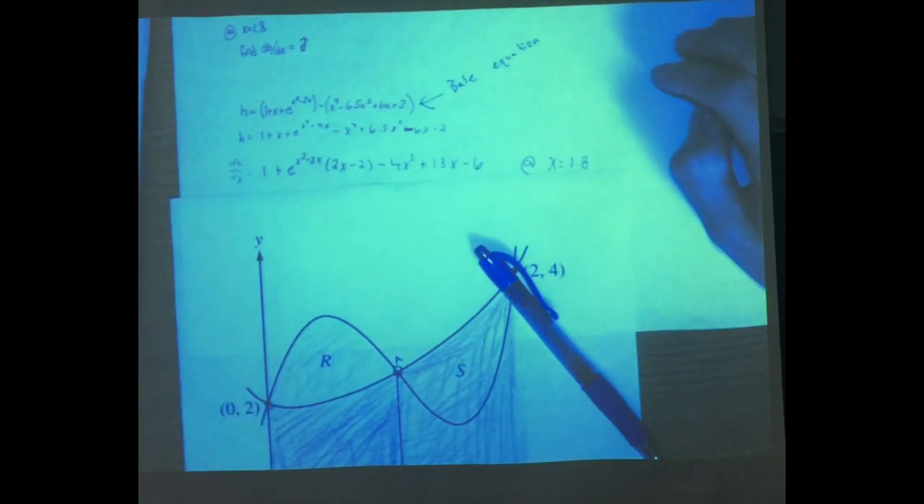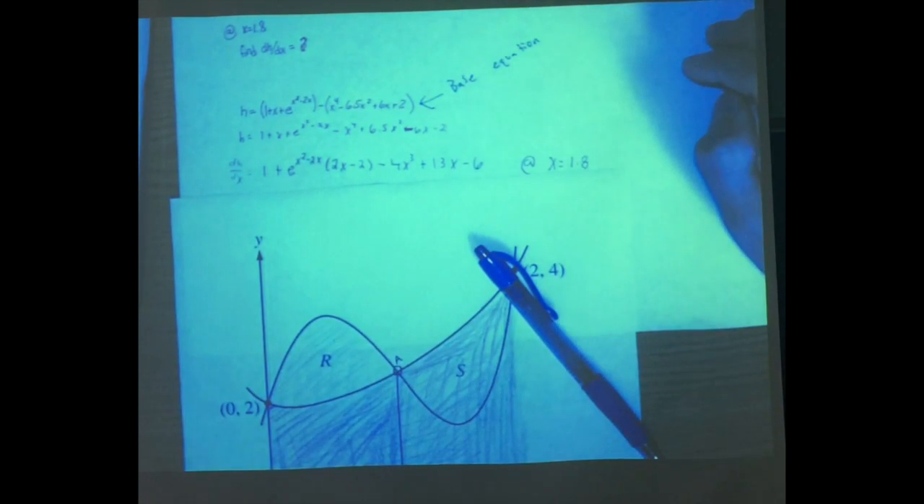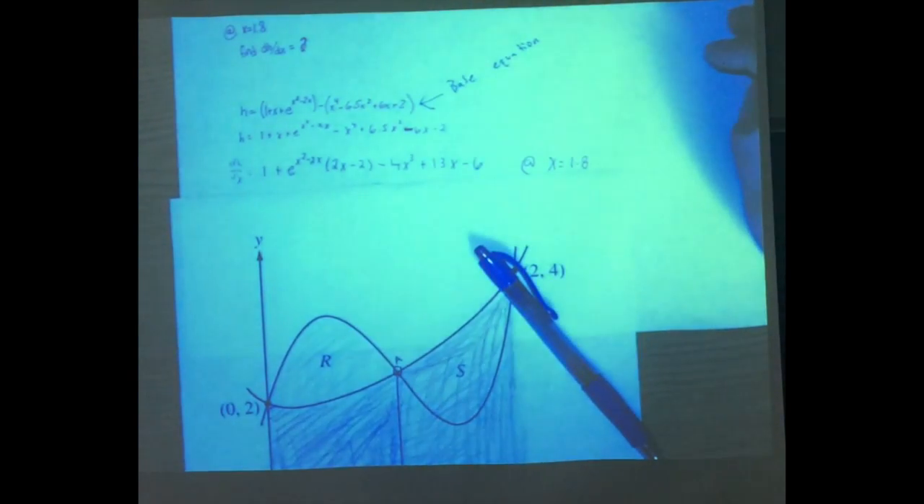Now that we have the derivative, all we have left to do is plug in our points. The question asks for the rate of change of h at x equals 1.8, so we have everything that we need. So let's store 1.8 in our calculator as x.